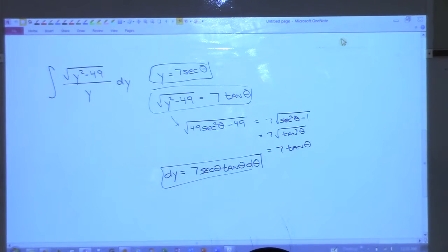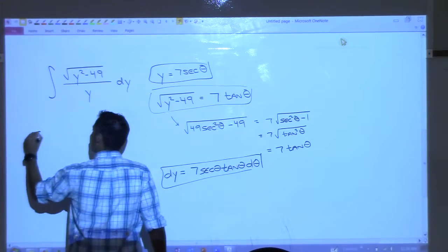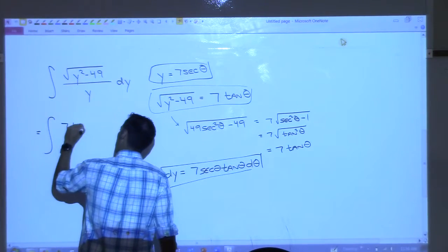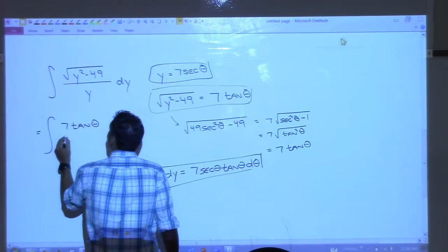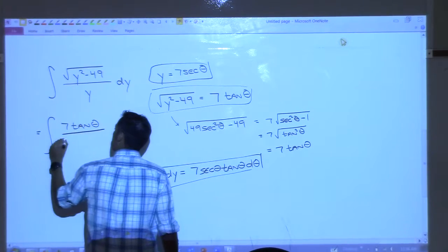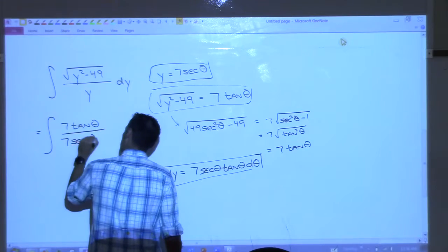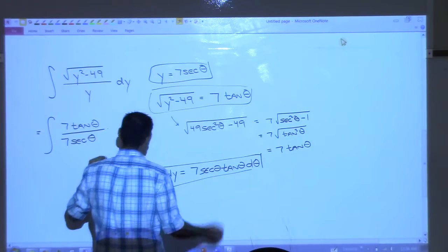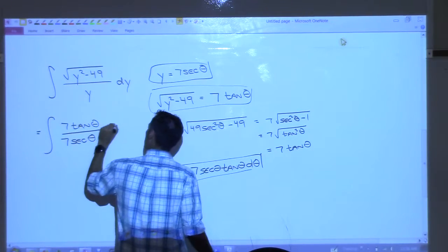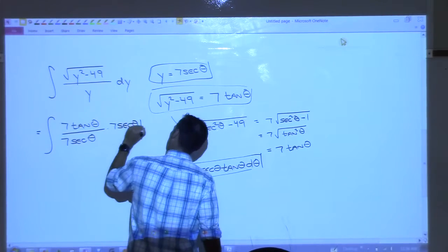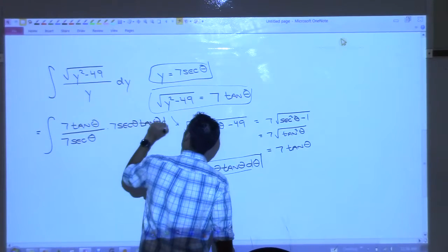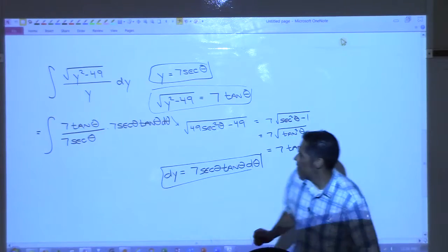And now we can rewrite the whole integral. It's going to be 7 tan theta on top, and then 7 secant theta on the bottom. Everyone agree? And then your dy, which is 7 secant theta tangent theta d theta. I'm running out of room. That's the new integral.